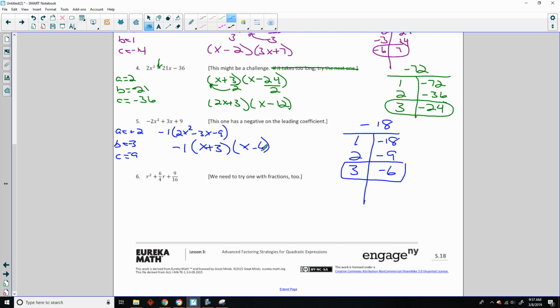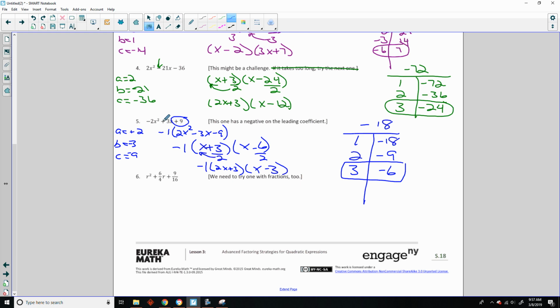Remember that we factored out a 2, so I'm going to divide by 2. Divide by 2. This is the same as the beats method, just don't forget this negative 1. So it's negative 1 times, this goes over here, 2x plus 3, x minus 3. Okay, now we don't know where the negative 1 goes. Does it go to this or does it go to this? Okay, now we have to look at our last term. Our original was positive 9, and my original middle term was a positive 3.